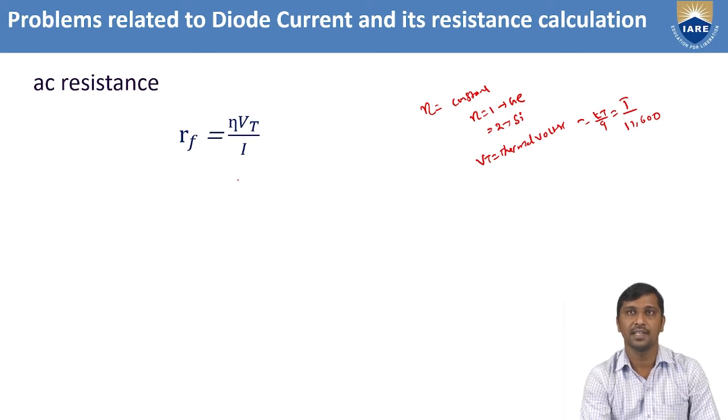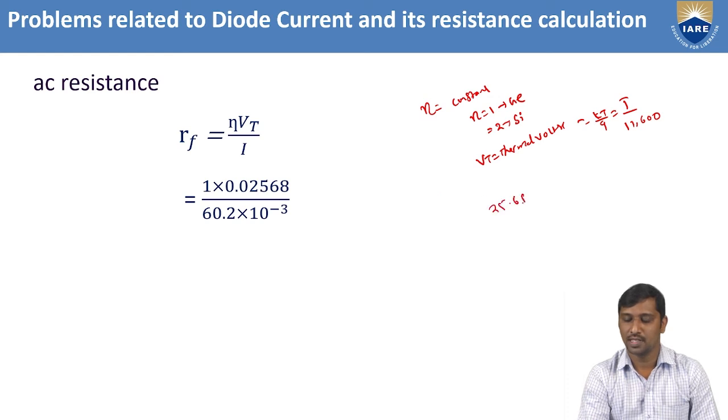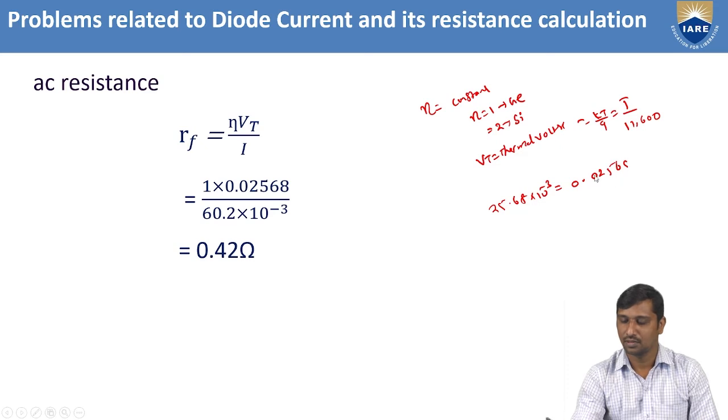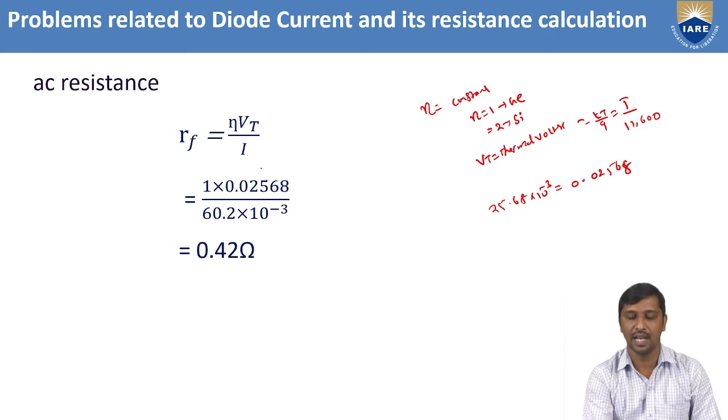In the problem they mentioned that the diode type is germanium, hence we consider eta as 1. The Vt is 25.68 millivolts, which is 25.68 times 10 to the power of minus 3, also represented as 0.02568. I substitute this 0.02568 divided by the I value we observed, 60.2 milliamperes, where milli means 10 to the power of minus 3. Solving this ratio gives an AC resistance of 0.42 ohms.